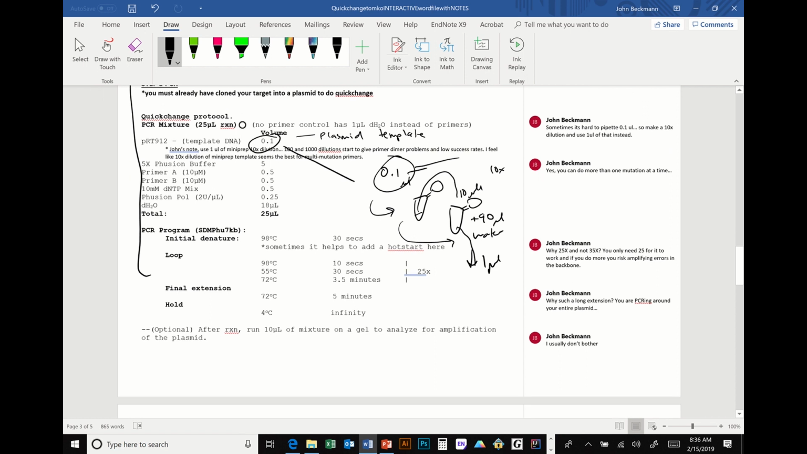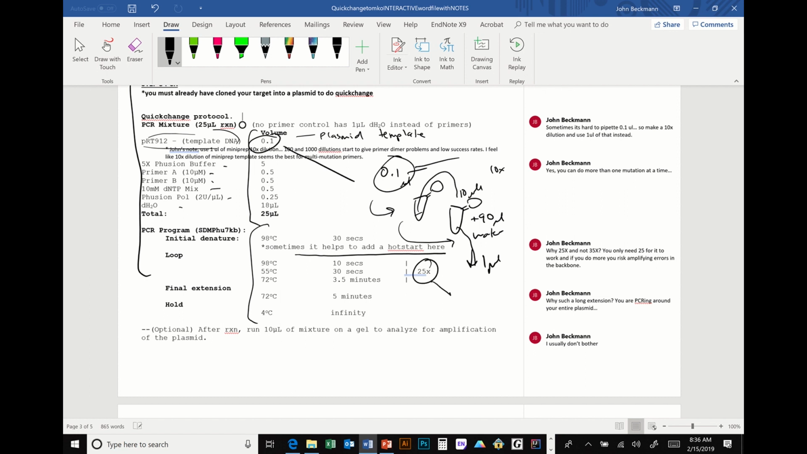Let's see, what else did I note? So, same type of reaction. You just have two primers. You have a fusion buffer, dNTPs, a fusion polymerase, water, and then you have your template. And typically, like I said before, sometimes it helps to have a hot start. So I will usually hot start Quickchanges.